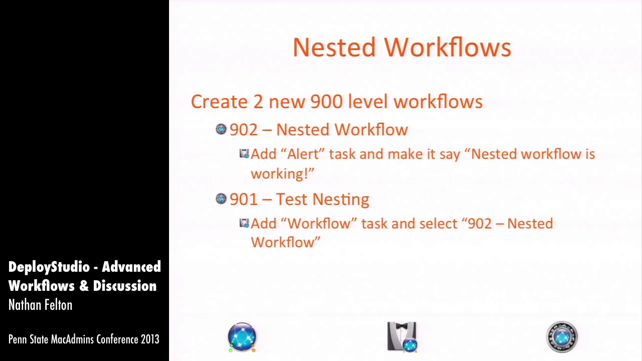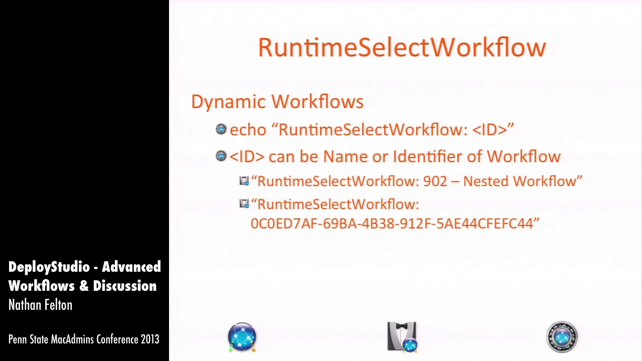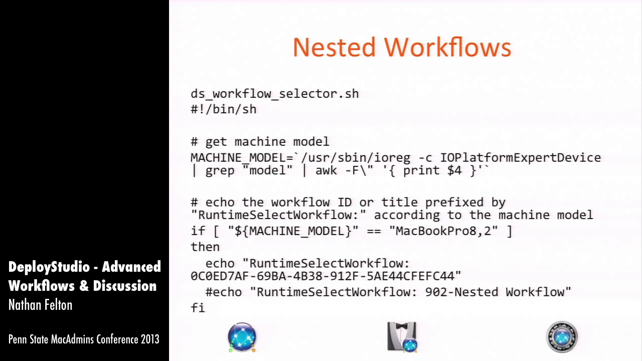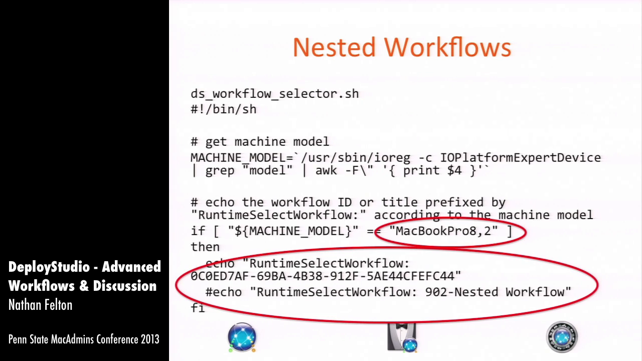Go back to this guy. So this just goes into showing how the dynamic workflows work again using the runtime select workflow. I included a snippet here so that when the slides become available, you can see how this works. Originally, I was going to have you all change it to be Mac Pro 8.2, which is the Mac Pros available in the lab, and then also make your own select workflow, either using the name or the identifier. So again, those are in the slides so that afterwards you can follow along.